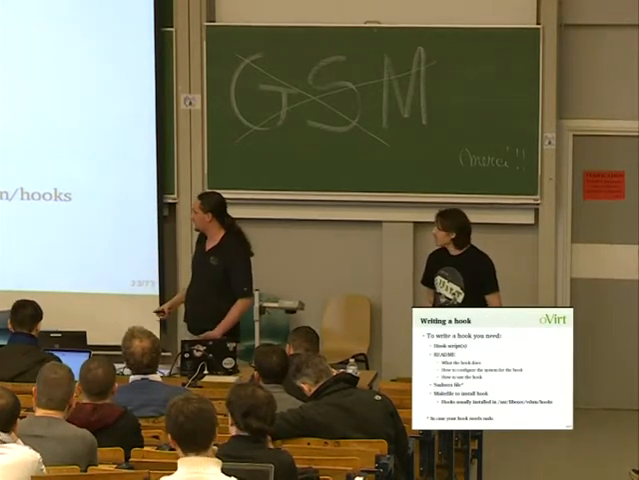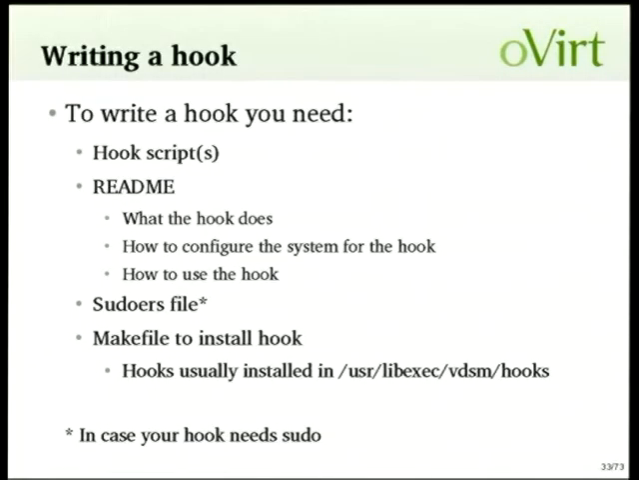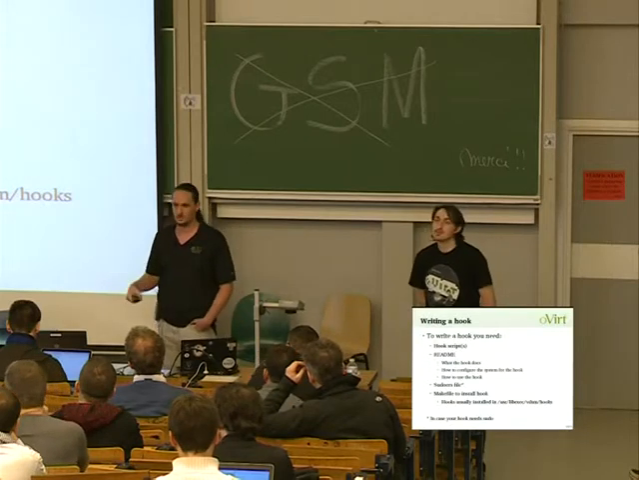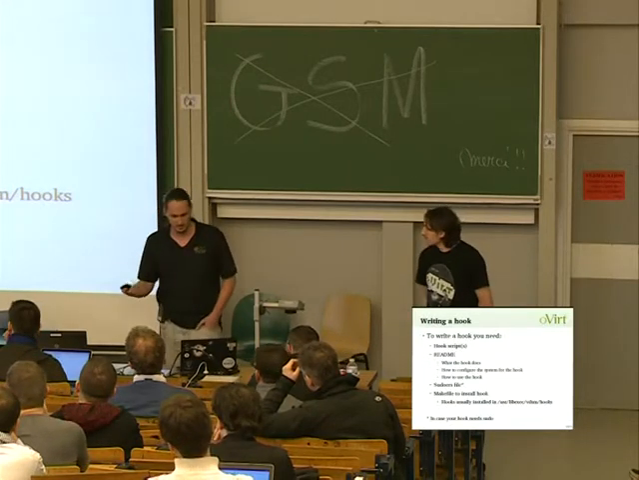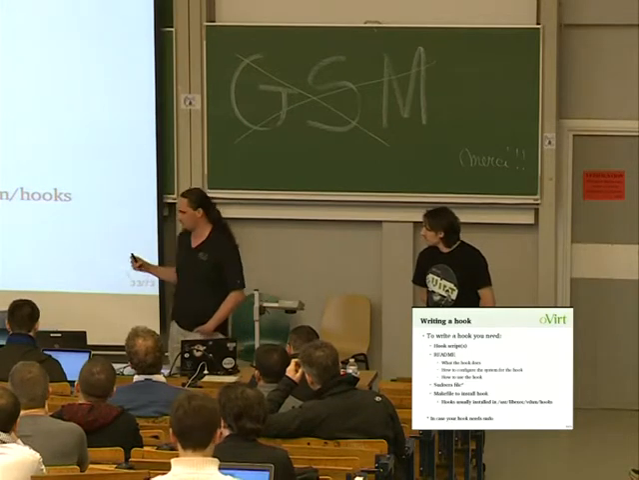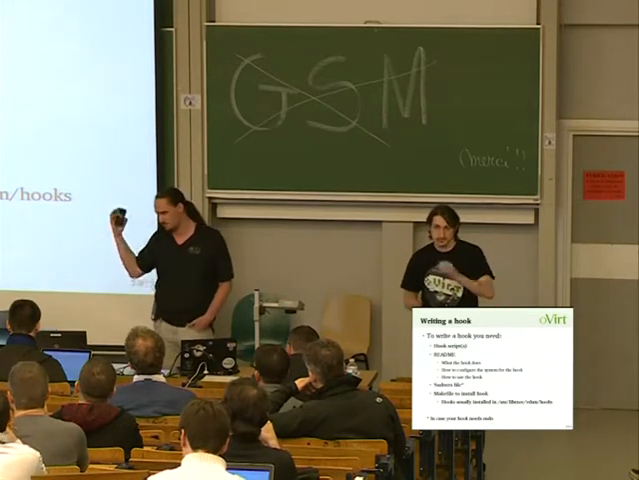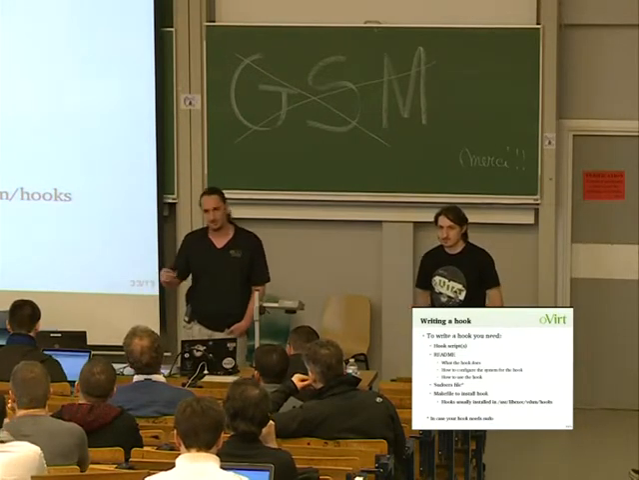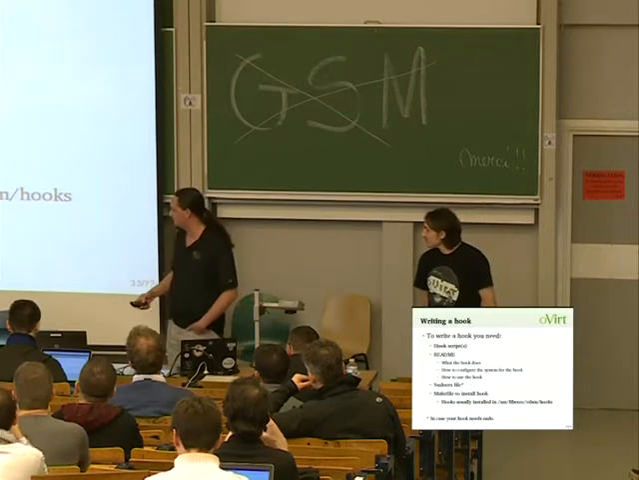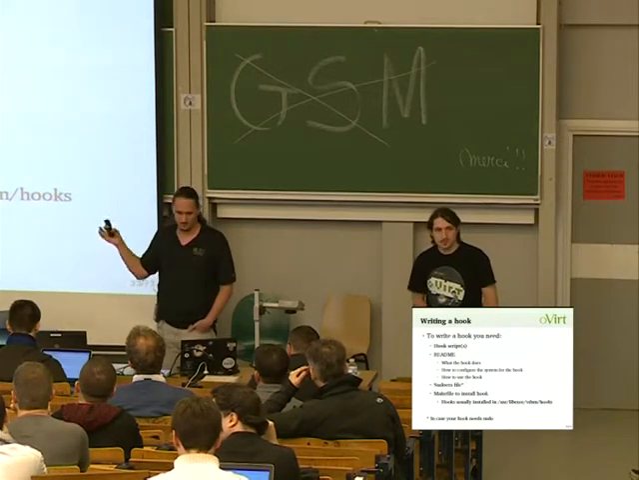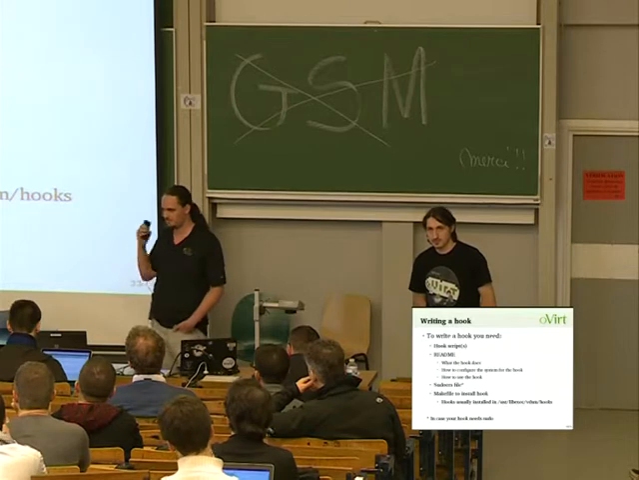So how to write a hook? Basically, you need the hook scripts. Of course, these are the scripts that do the work, like the Python scripts that we saw. And you usually include a README that says what this hook does, how do I configure it, how do I use it, how do I consume it via oVirt. And maybe you need a sudoers file. This hook doesn't call any external command, but if you're calling an external command, you need a sudoers file to enable it, and a makefile to install the hook. So basically, these all exist in the VDSM source code.